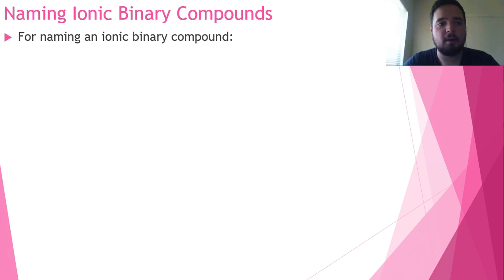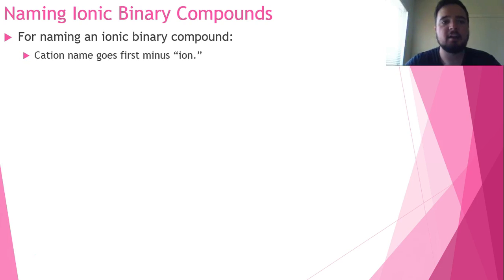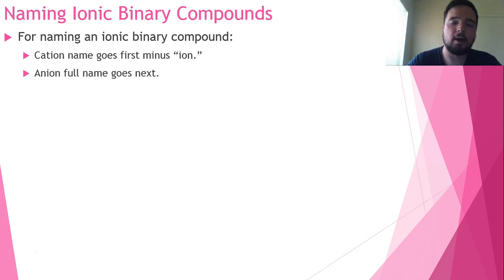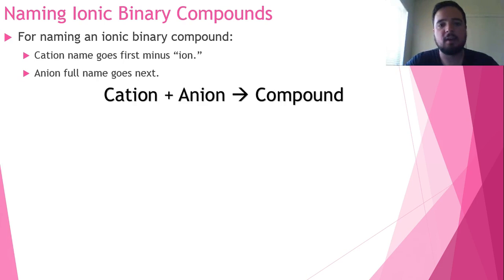So for the naming of binary compounds, the cation name goes first minus the ion. So before, with calcium, we said just the calcium ion by itself is just calcium ion. But when you put calcium ion together with something else, the ion drops off. And then the anion's full name goes next. So the cation plus the anion is equivalent to the compound.